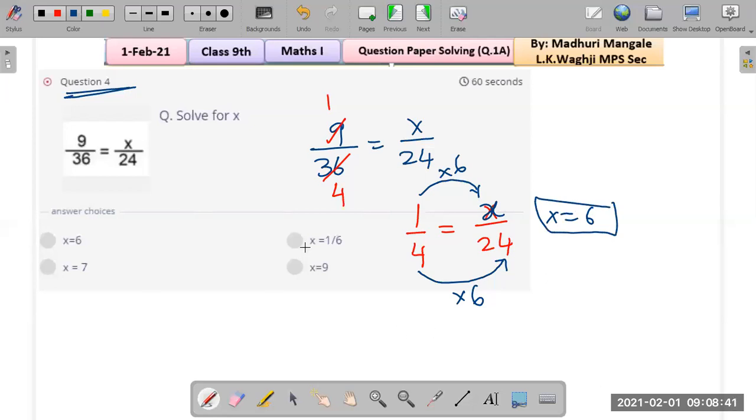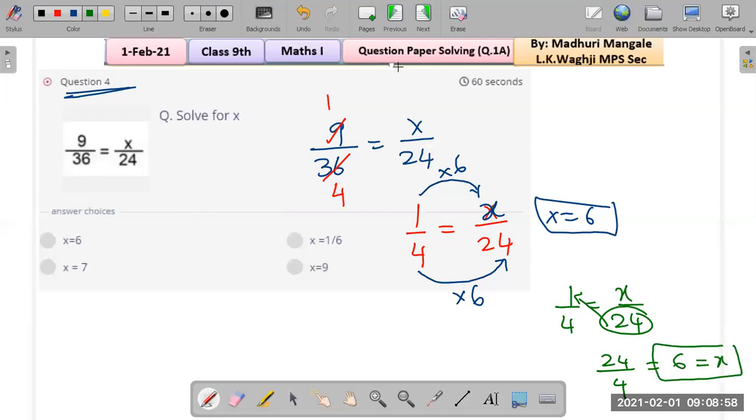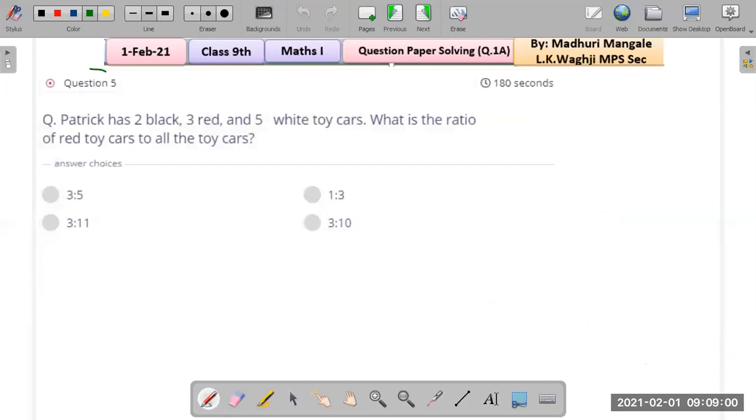This was the answer. If you're not able to understand it this way, the other way is 1 over 4 is equal to x over 24. We have to find x, so shift this 24 to the other side. That will be 24 over 4, which is equal to 6 again. So this is just another way of solving it. Let's look at the next question.